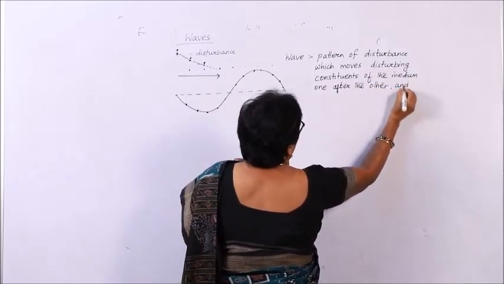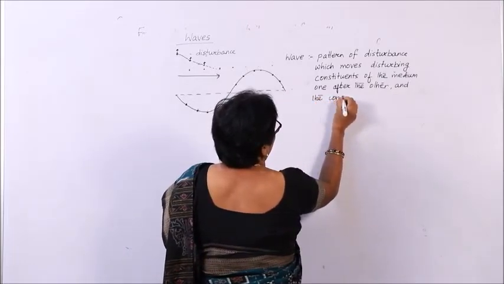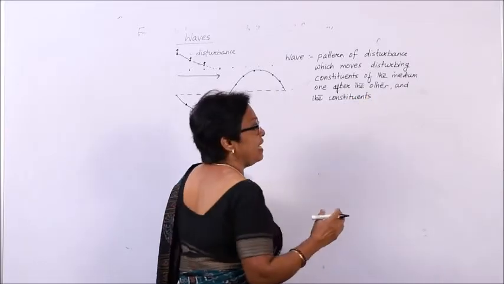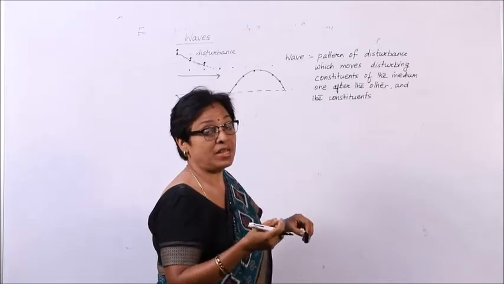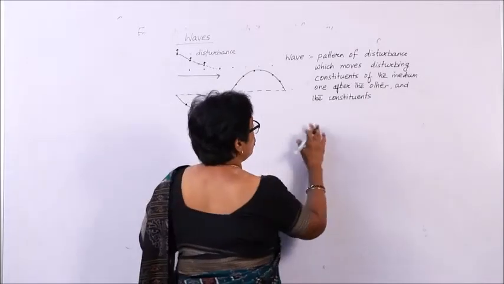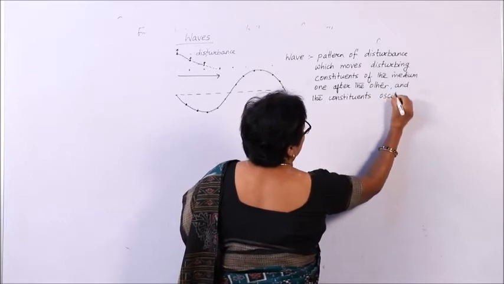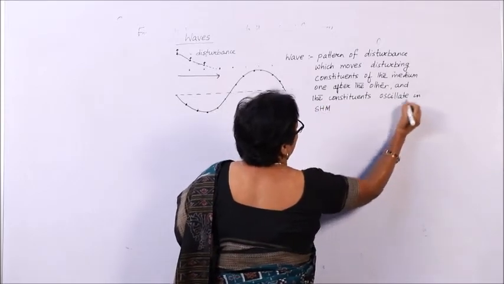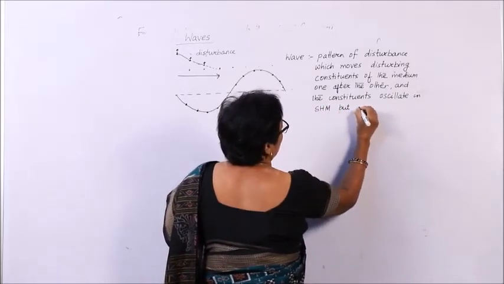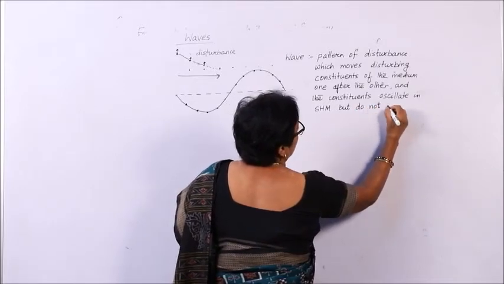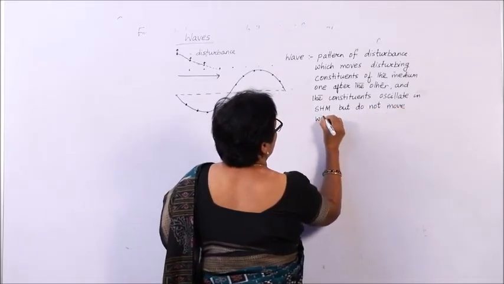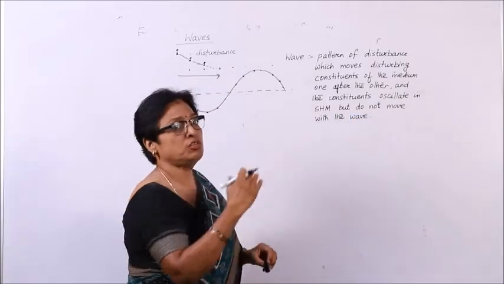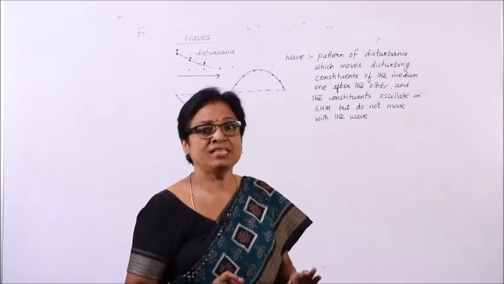And the constituents. Here, constituents means the air layer or the particles, so that is why I am saying constituents. The constituents oscillate simple harmonically, SHM, but do not move with the wave. There is no transportation of the particles. The particles remain at their own position.